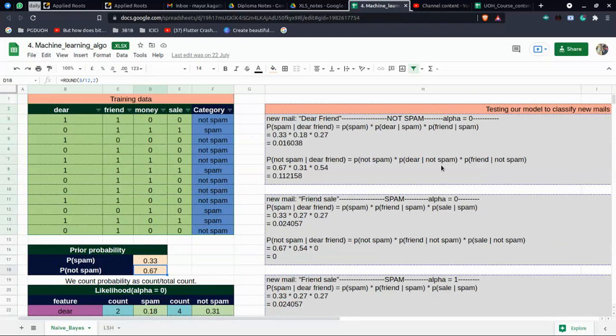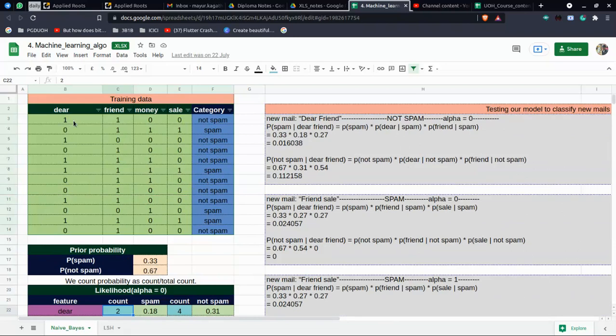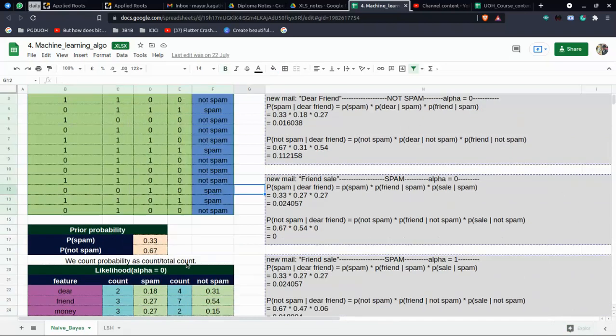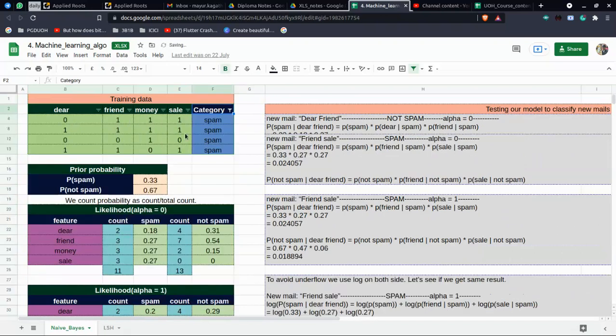Now let's calculate the likelihood. We need to calculate it for each category. What is the probability that dear is there given it is spam, and what is the probability dear is there given not spam? Let's find out how we can calculate that. We have just four features: dear, friend, money, sell. Given feature dear, how many times do I have dear in the spam category? First we are calculating for spam, so let me filter this out. For given spam, I have just two appearances of dear. But can I say the probability is 2 by 4?